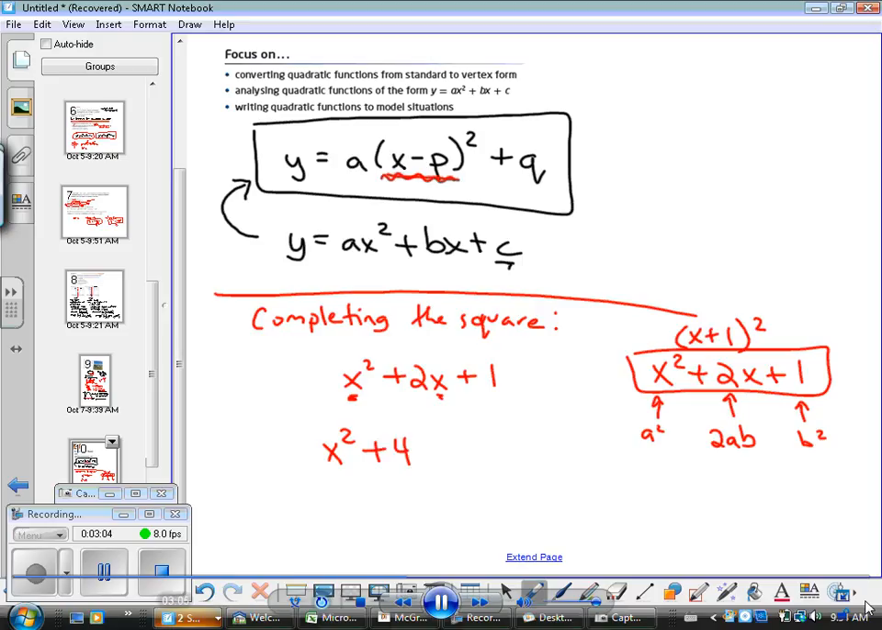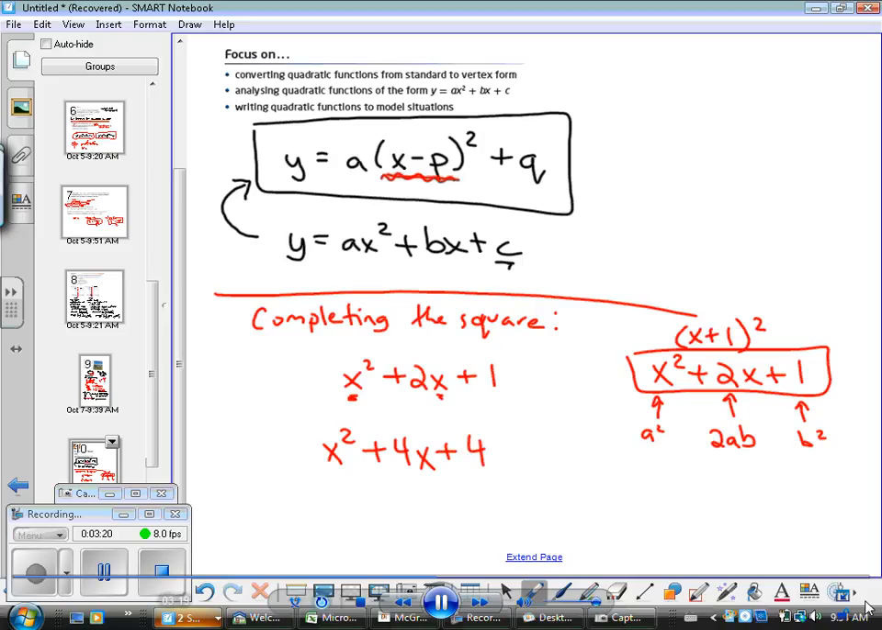Okay, simple technique, x squared plus 4x. Take that 4, divide it in half, that gives you 2, and then square that. So 2 squared is 4. That means we're going to add a 4 on the end here. See, I put a 2, I'm going to fix it.